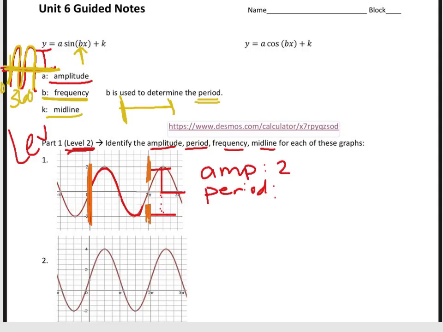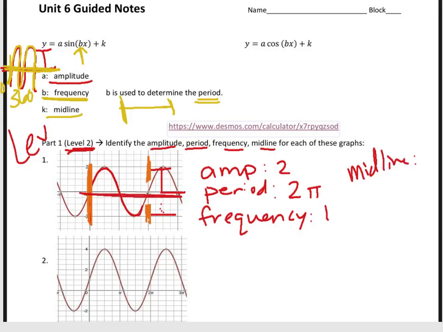Looks like it says 2 pi. So we cycle through once with our graph in 2 pi, which means our frequency, how often did we cycle through in 2 pi, is 1. And midline, it's kind of the one I always start with actually. Where was the middle of our graph? The middle of our graph there was right at 0.